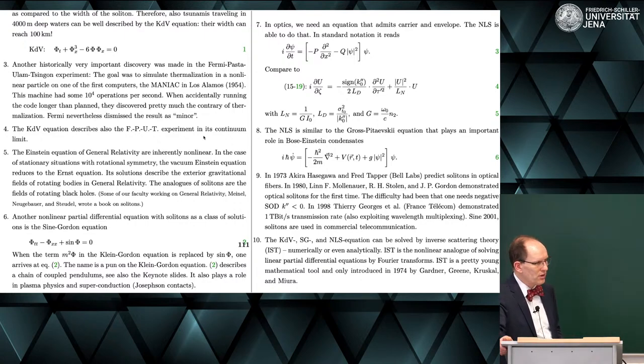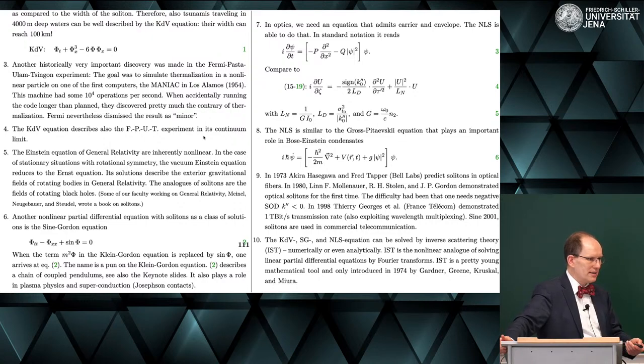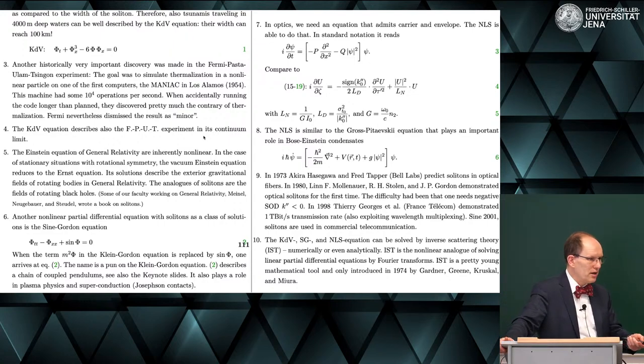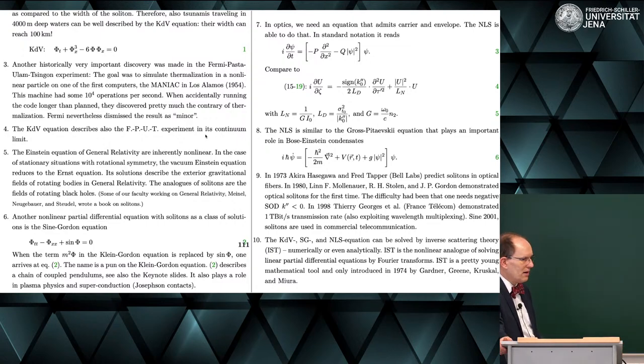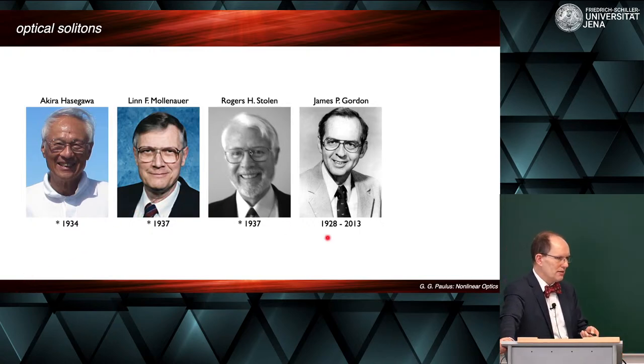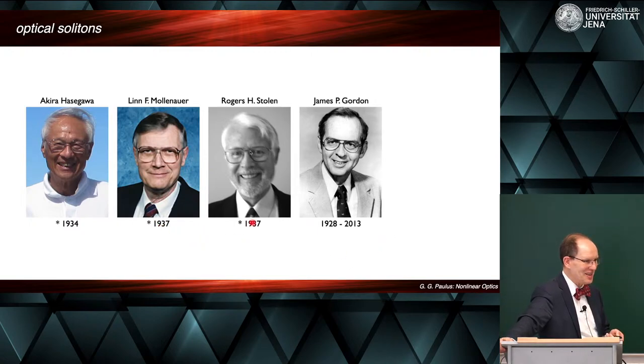Now, for the optical solitons, it took until 1973 that Akira Hasegawa, working at the Bell Labs, predicted that the nonlinear Schrödinger equation might have solitons as a solution. Hasegawa is a plasma physicist working on tokamaks, so fusion energy, I guess. So the optical solitons were more or less a side product of his work. And then these three persons conspired to discover the solitons.